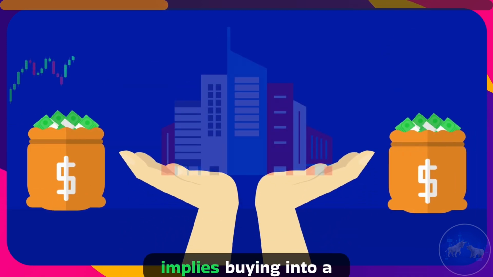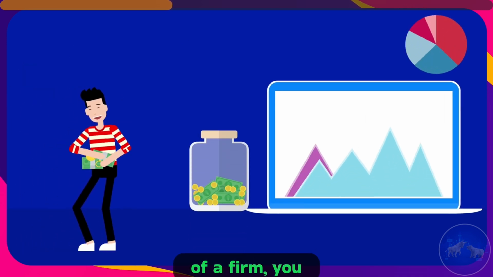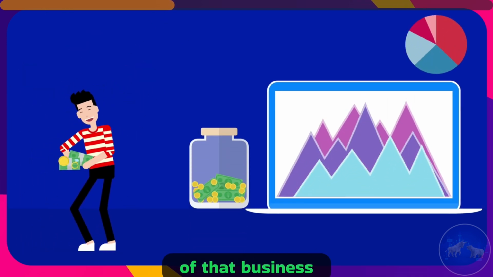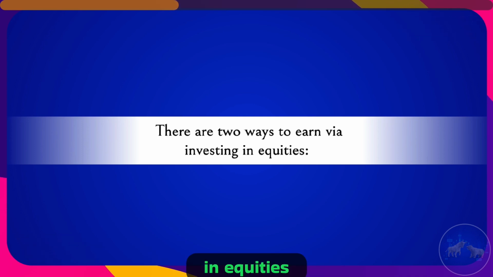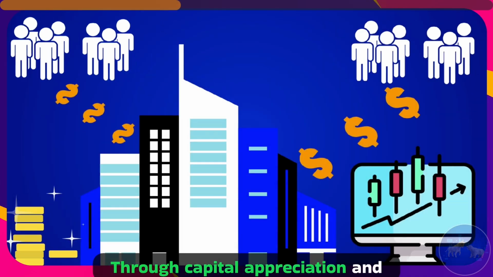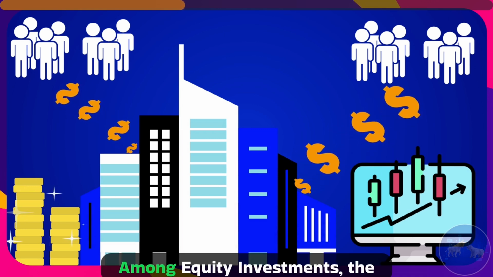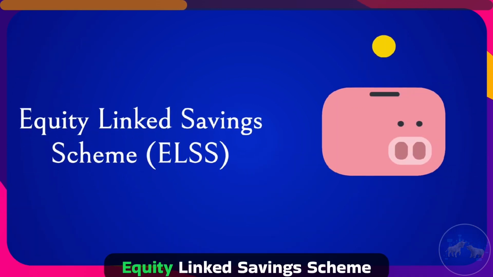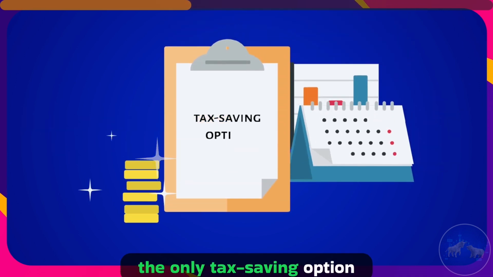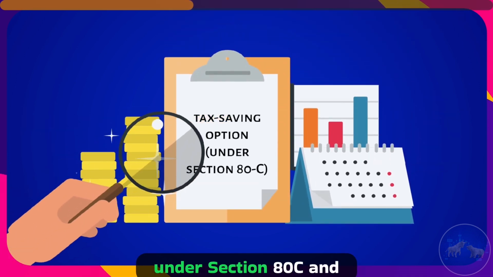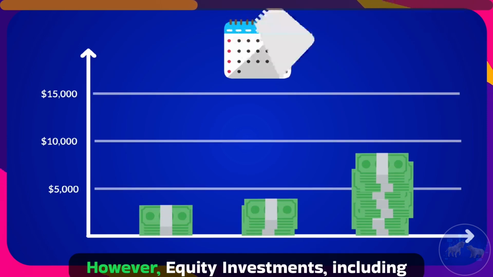Investing in equity implies buying into a business. When you purchase shares of a firm, you essentially own a percentage of that business. There are 2 ways to earn via investing in equities: through capital appreciation and through the dividend that the company shares with its shareholders. Among equity investments, the Equity-Linked Savings Scheme, ELSS, stands out as the only tax-saving option under Section 80C and wealth-building scheme with the shortest lock-in term of 3 years.